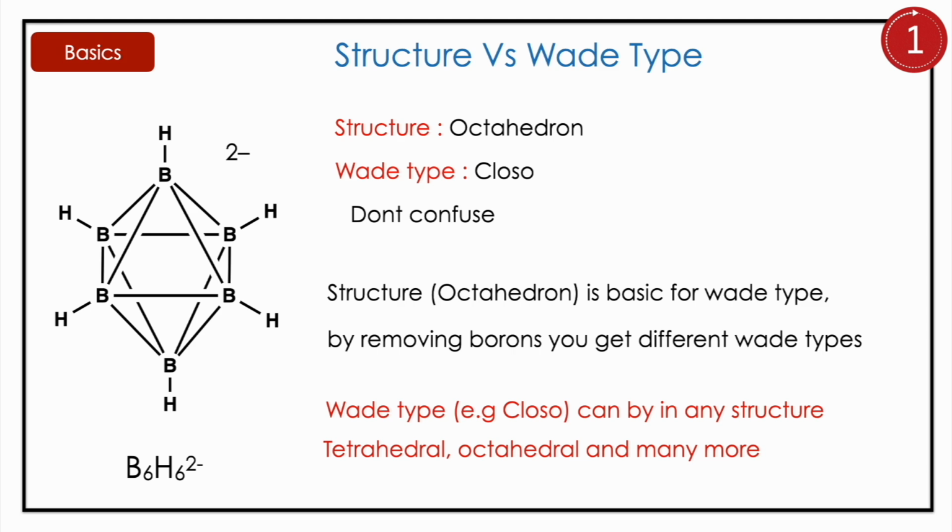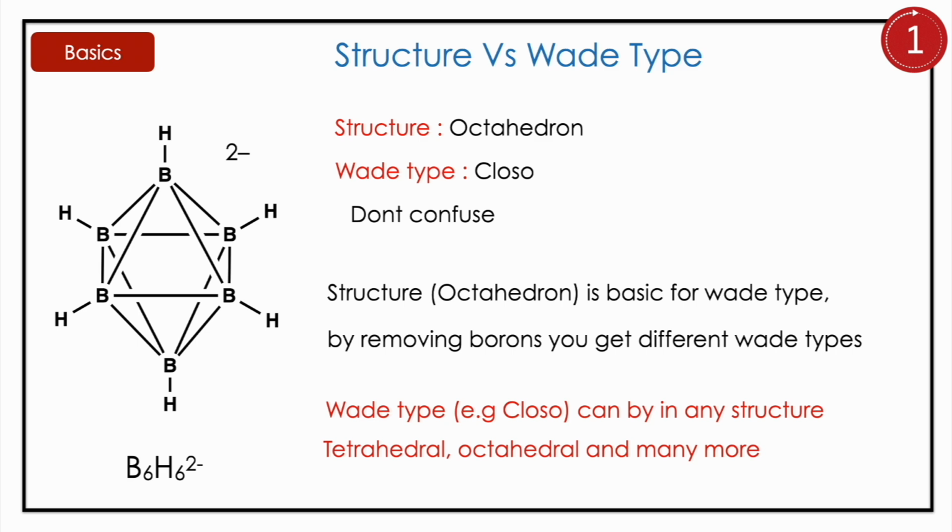You should know the basic difference between structure and type. Structure means octahedron, type means Wade's type. Wade's type and structure are both different. Don't get confused. Here I have given B6H6 2 minus. Structure is octahedron, but Wade type is Closo.